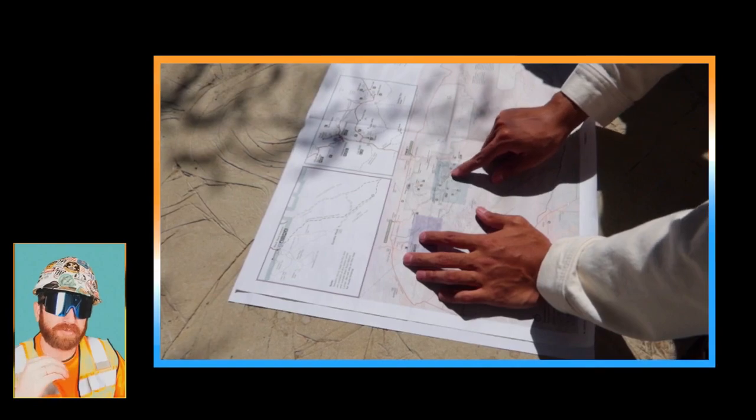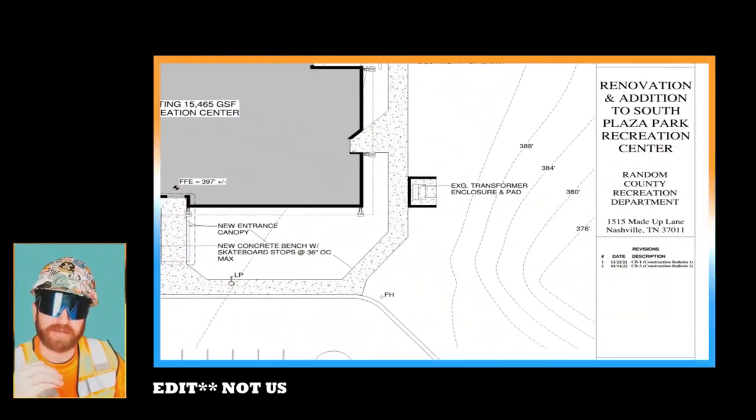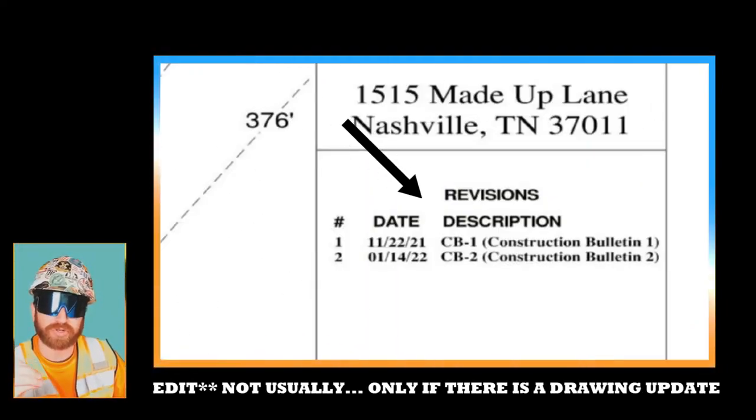If an architect needs to update a drawing, they'll usually issue a construction bulletin. There will usually be a CB1, CB2 indicating construction bulletin 1, construction bulletin 2, etc.